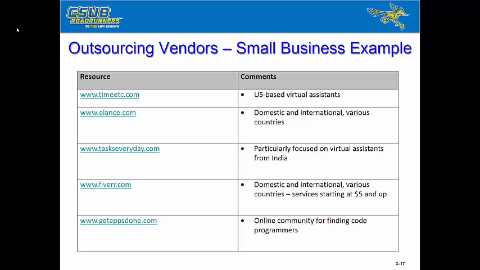So just FYI for all of you out there, maybe not as critical when you have a large human resources department in a big company and you're able to do large-scale hiring. But if you're looking to find outsourced help on a smaller business scale, these are some great resources for that.